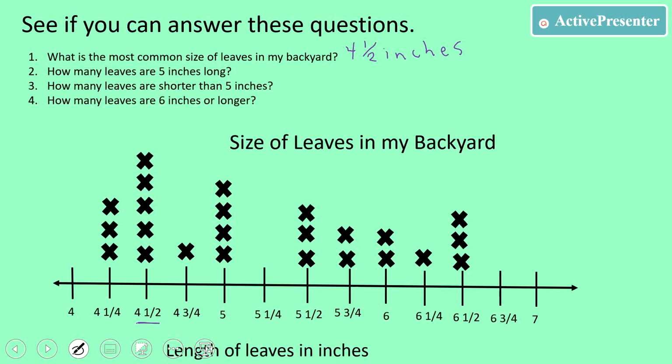It has 1, 2, 3, 4, 5. So there's 5 of them. And that's more than any of the other ones. And I can just see it by looking across. How many leaves are 5 inches long? Pause and see. And the answer is 4 leaves.